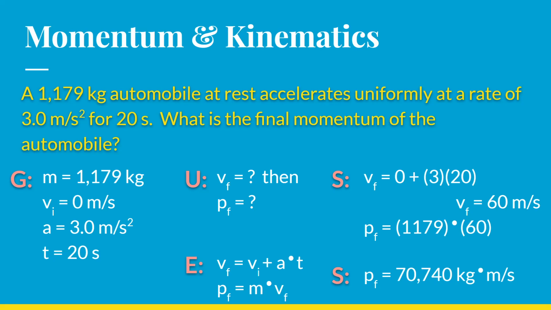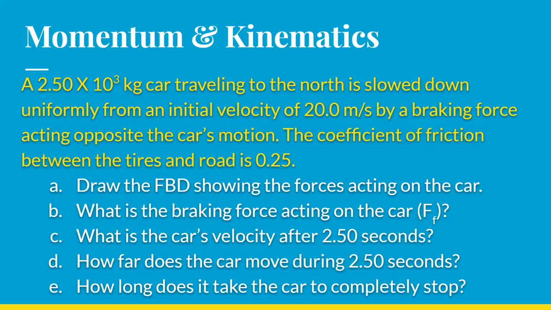All right, any questions about this one? No? All right, let's try something that looks like this. It says a 2.50 times 10 to the third kilogram car traveling to the north is slowed down uniformly from an initial velocity of 20 meters per second by a braking force acting opposite the car's motion. The coefficient of friction between the tires and the road is 0.25.